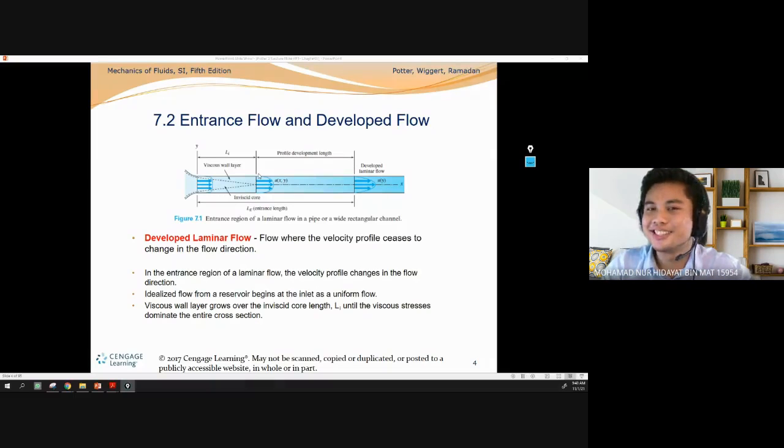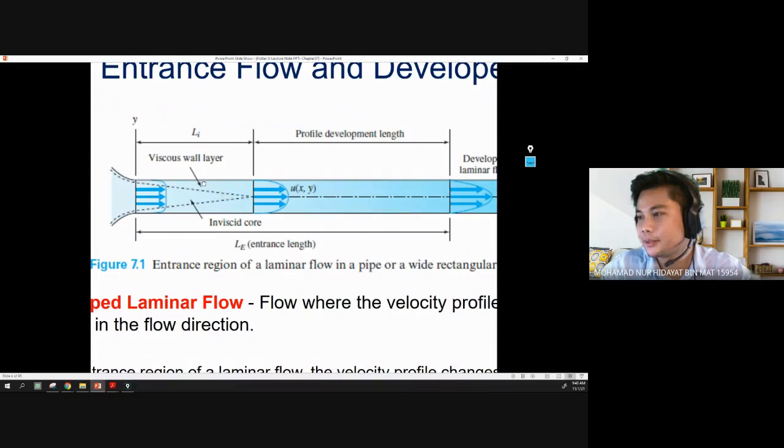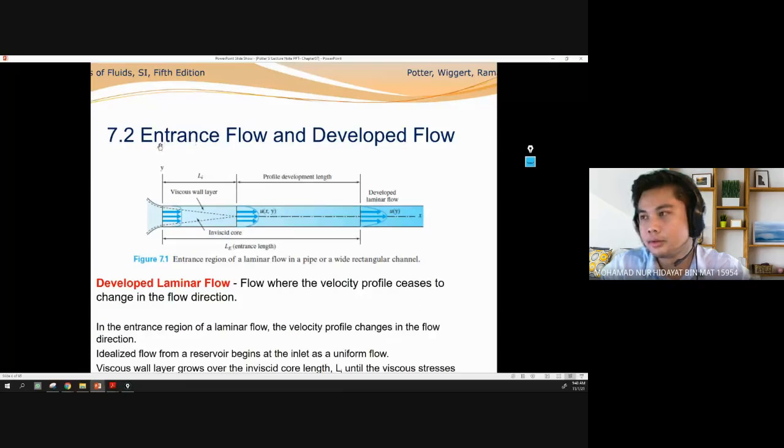So this is what you consider as the internal flow. You can see here we have the entrance flow, the initial flow, and the developed flow. The entrance flow is at the initial region here. The developed flow is after this region. You can see here, developed laminar flow. In this case, we consider only laminar flow. In this region, we consider it as entrance flow. You can see here LE. LE stands for the entrance length. And here is considered the developed flow.